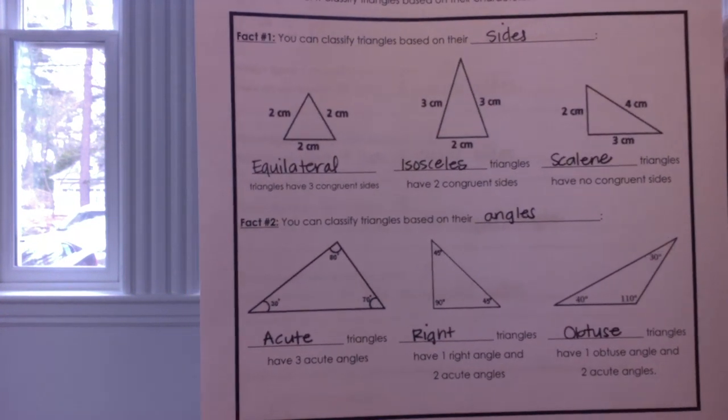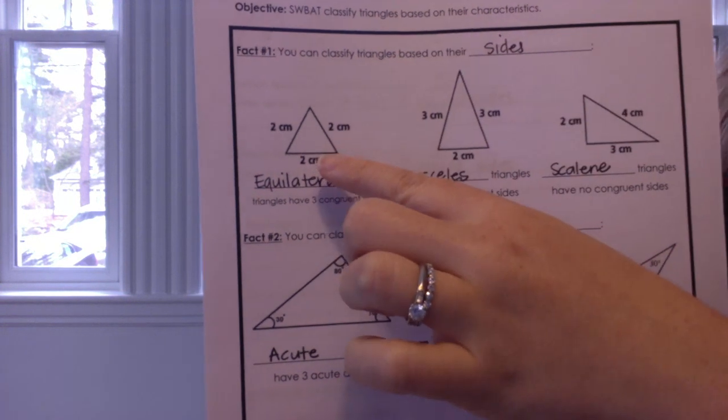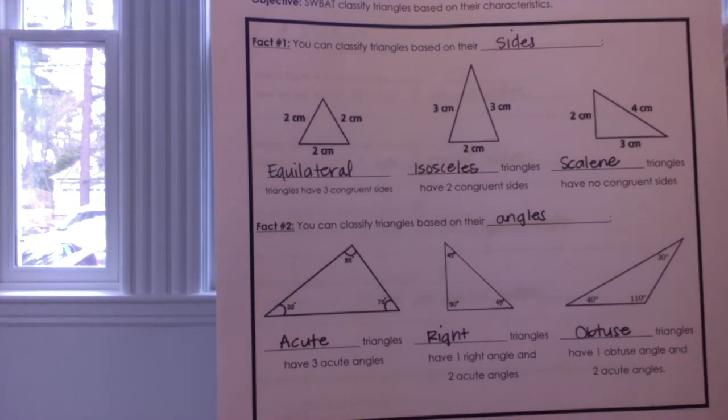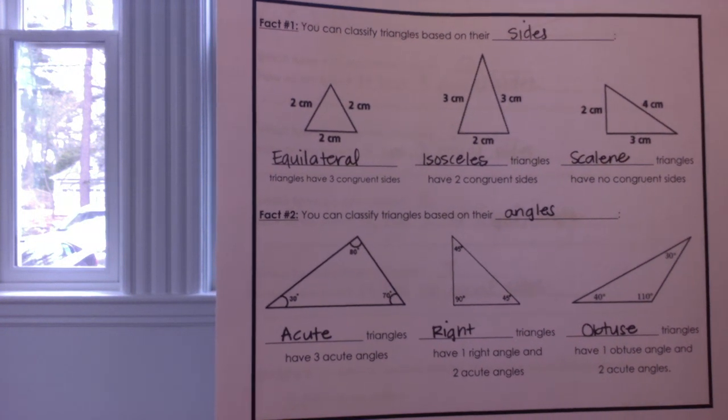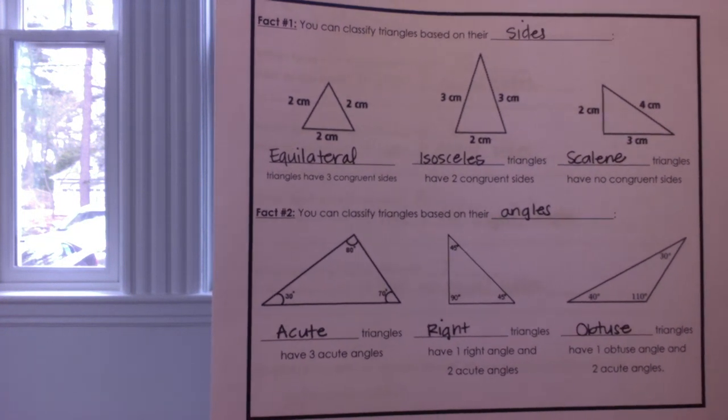Congruent means equal. In this first triangle, you can see that each of the three sides is only 2 centimeters. So 2, 2, 2, that makes an equilateral triangle. You can remember that because equilateral sounds just like equal.